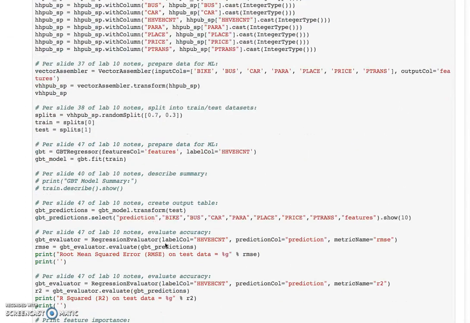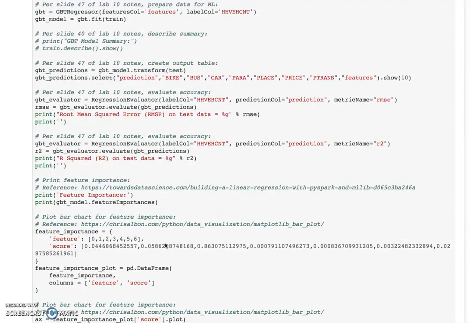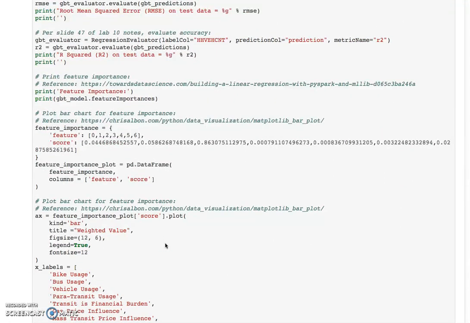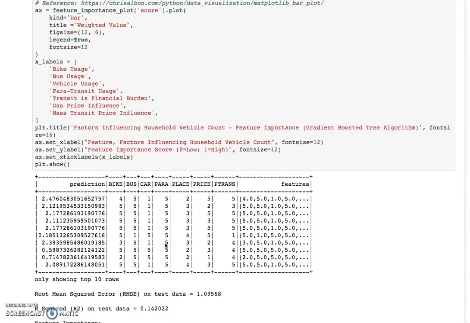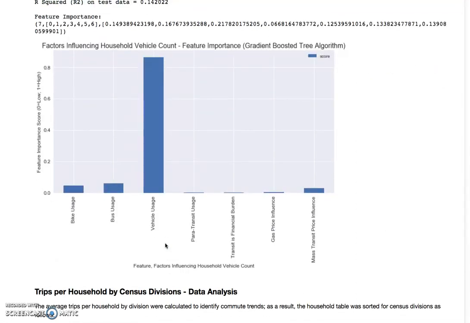We're doing the same process, again, reference from Lab 10, Homework 10. Calling out the columns, and then splitting our data, training it, and then we're going to get the error rates and also the feature importance, and we're going to plot it. So similar here, and what you see is just a little bit better performance, and that vehicle usage is still tied to vehicle count. So again, validating that that's what we're getting in return for this.